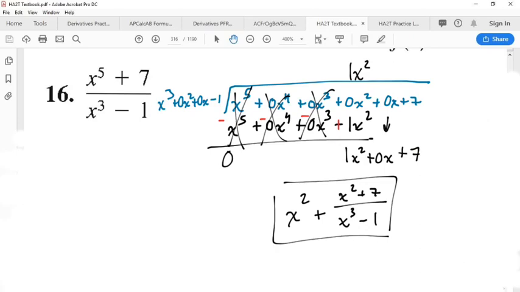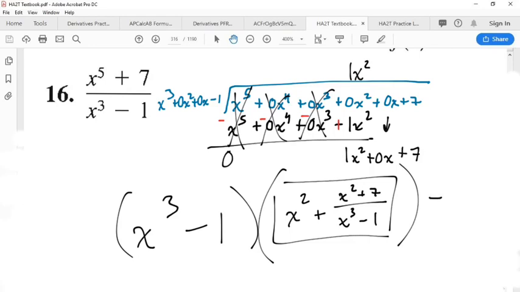It's pretty nasty. But that means you can take this and multiply it by x to the 3rd minus 1. Do you guys know what your result would be if you multiplied these two terms? The answer: you get x to the 5th plus 7. That's what you would get if you multiply those together.